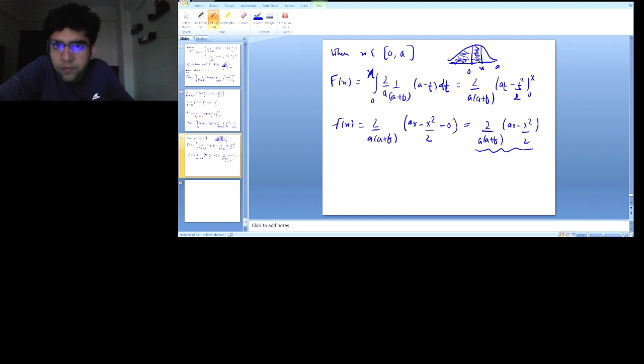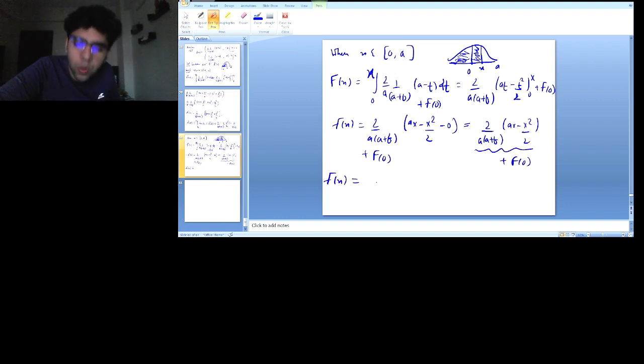So we need f of 0. So I'll be just adding f of 0 everywhere here. So plus f of 0, plus f of 0, plus f of 0. So my final expression for the CDF of any x lying between 0 and a becomes f of 0 plus the area from 0 to a plus the area of any x lying between 0 to a.